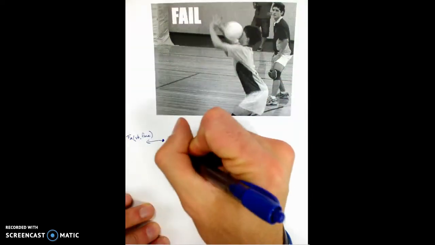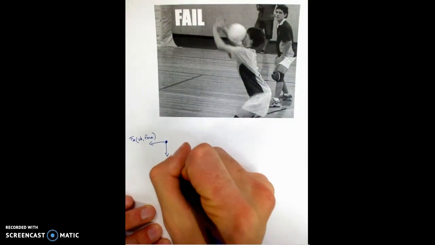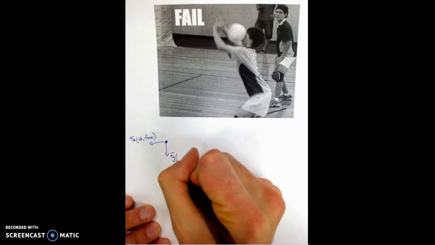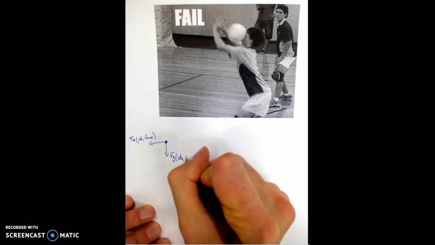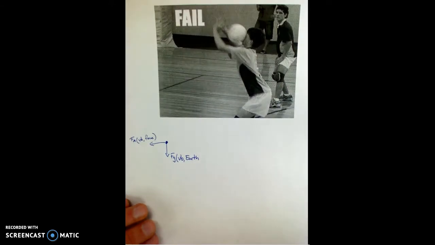And we also have a force going down because we have gravity. So force of gravity on the volleyball by the earth. And really, it looks like that's about it. Notice how we don't do the applied force of the hit, because that is not in contact with the object in question. So now let's do the face.